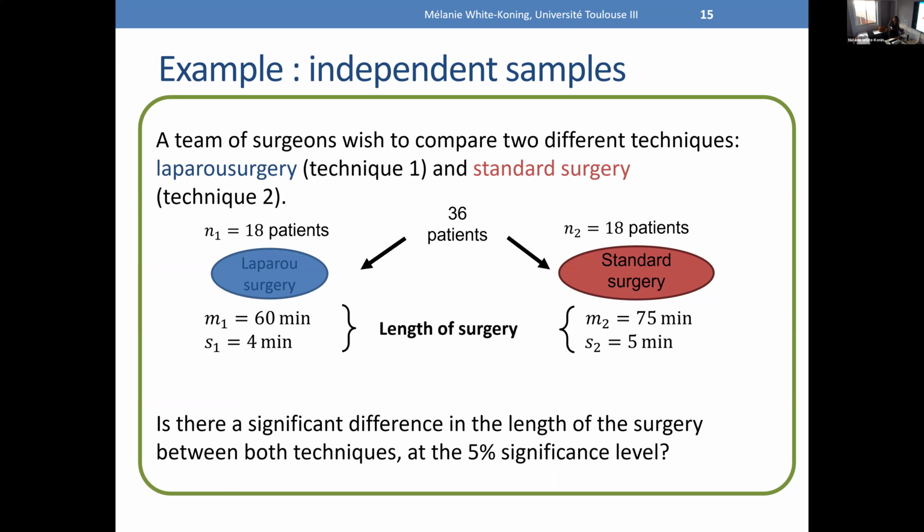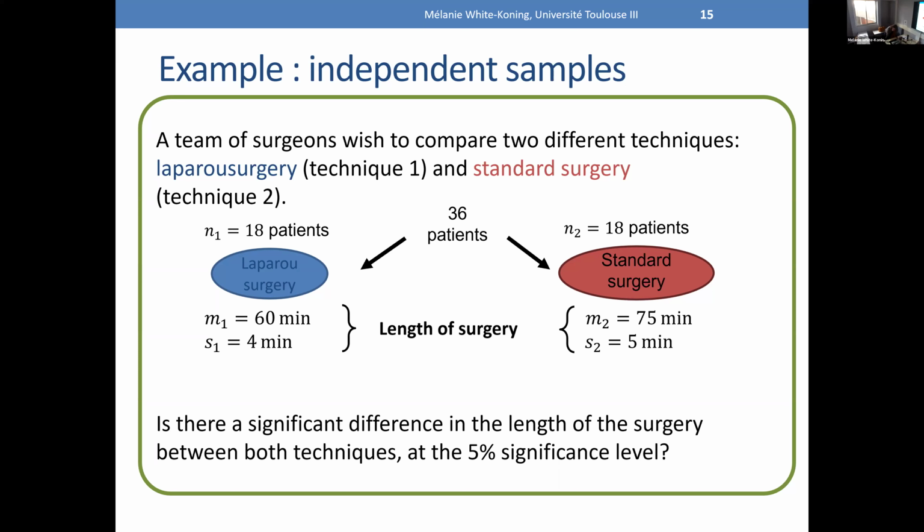So what do you think the null and alternative hypotheses are? The null will be that there will be no significant difference in the length of the surgery between both techniques. Sorry, can you say that again? Yeah, go ahead. The null will be that there will be no significant difference in the length of the surgery between both techniques. And the alternative, the H1, will be that there is a significant difference.